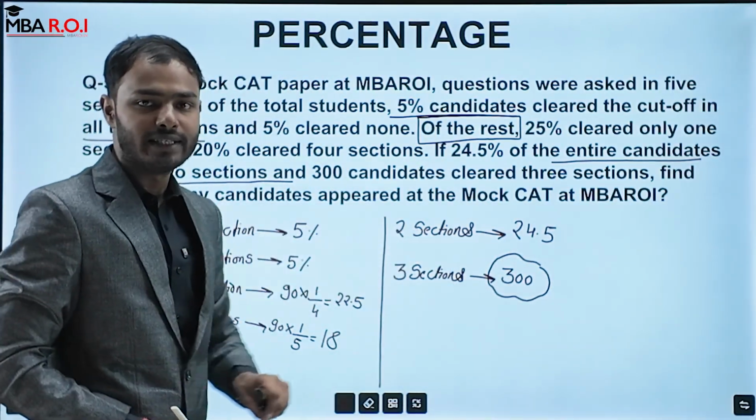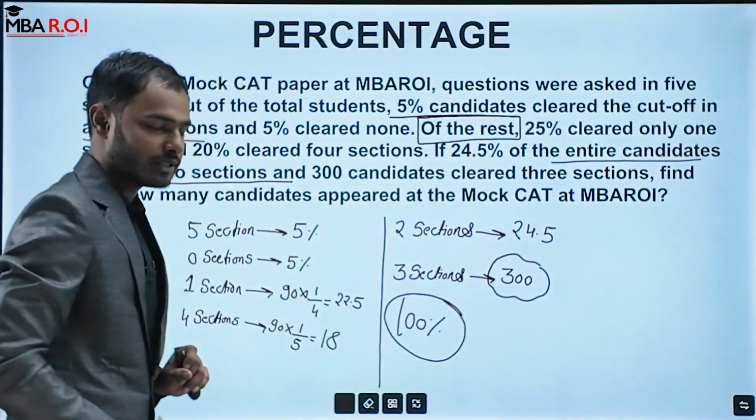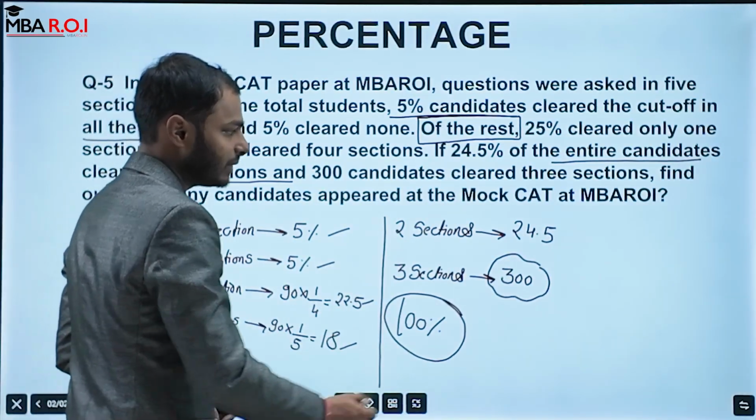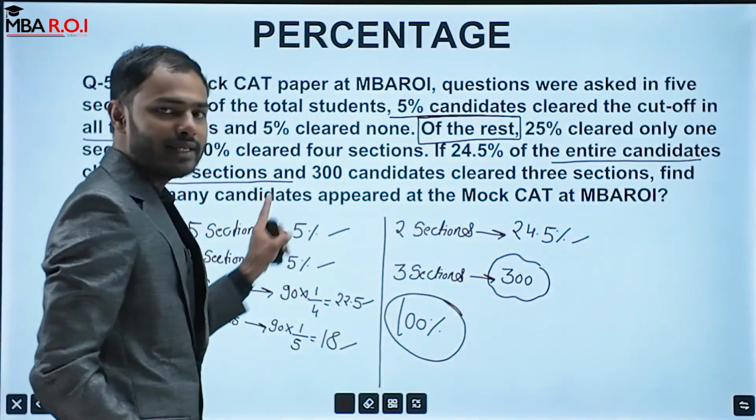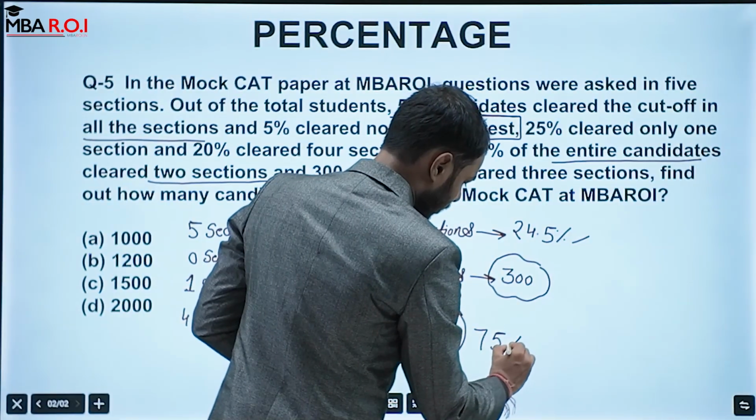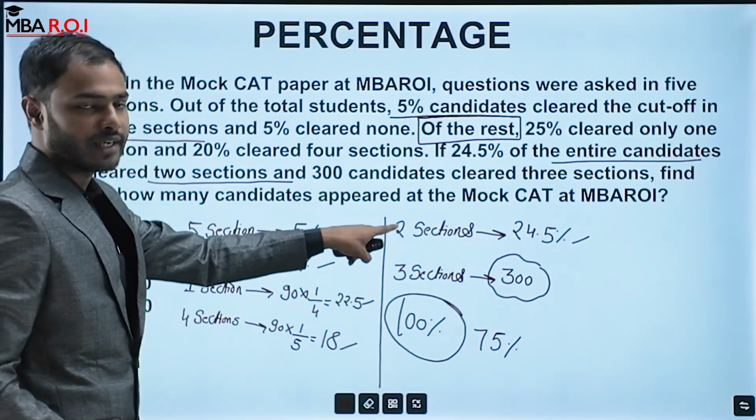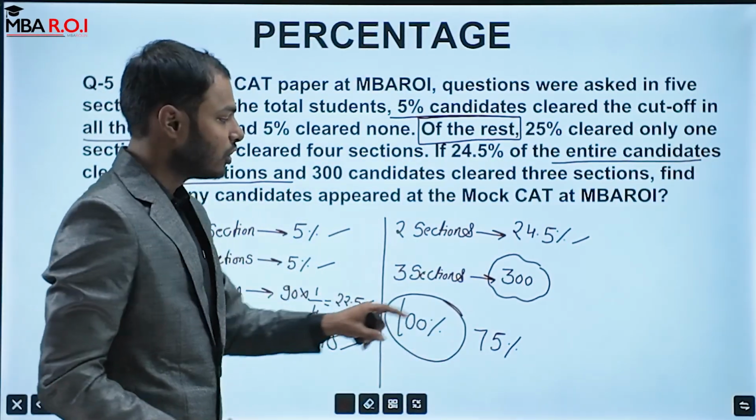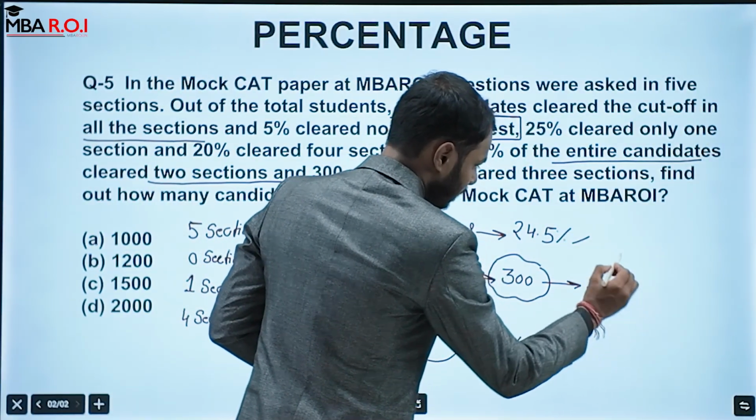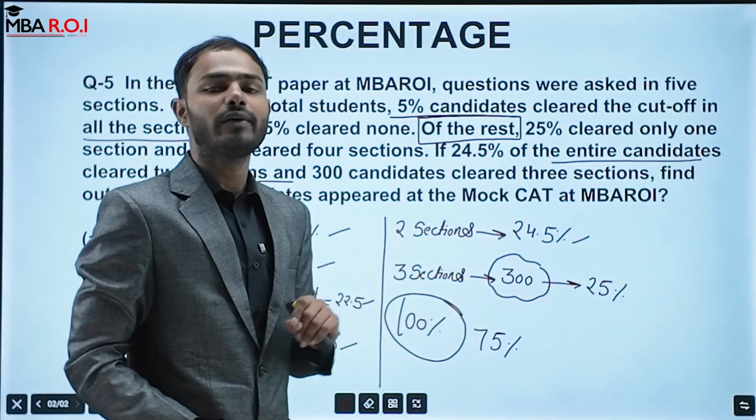Earlier we were having only percentages. So what we can do, we all know that in total there is 100%. This is 5%, this is 5%, this is 22.5%, this is 18%, this is 24.5%. So all these constitute, if you add all these, they will be 75%. So it means 5 sections cleared cutoff, 0 sections, 1 section, 4 sections, 2 sections, they all constitute 75%. So we can say this 3 sections is the remaining 25%. Now we know that the value of 25% is 300.